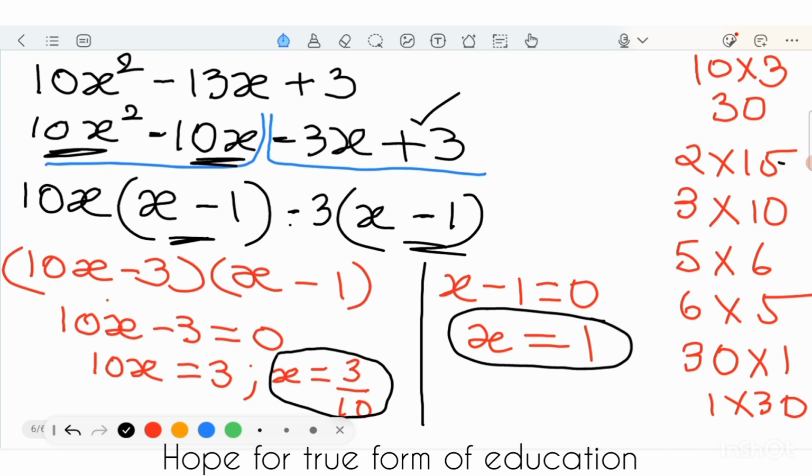If you want to know if your answer is correct or not, then replace any one of them in the equation in place of x. If you get the answer as 0, then you are done. That means your answer is correct. Okay, next.